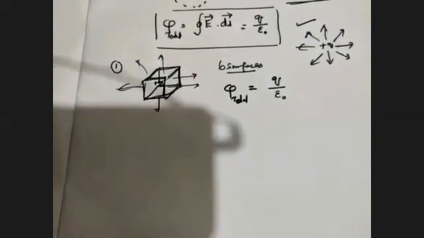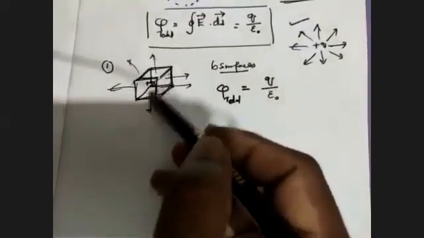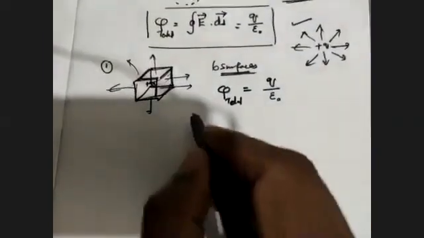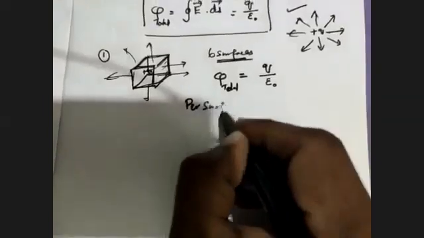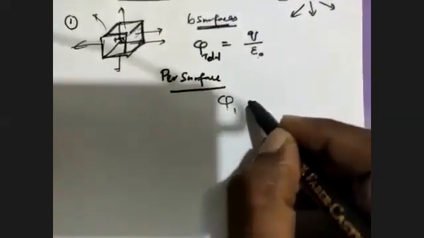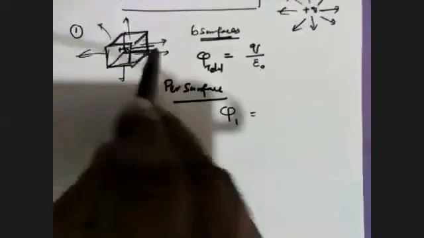In the exams they will ask, for each surface what is the flux? See, 6 surfaces are there. Each surface means one surface. For 6 surfaces, phi value is q by epsilon naught. For one surface, we are taking one surface among 6. So the flux from each surface is q by 6 epsilon naught.